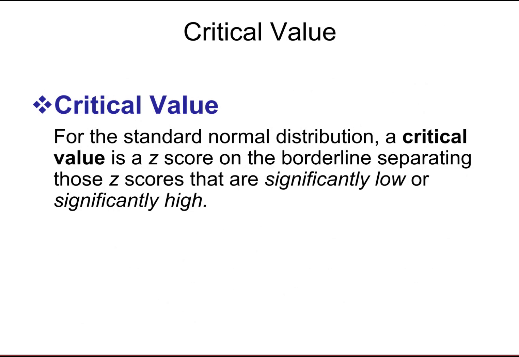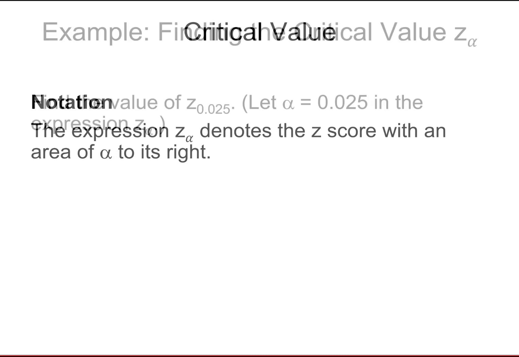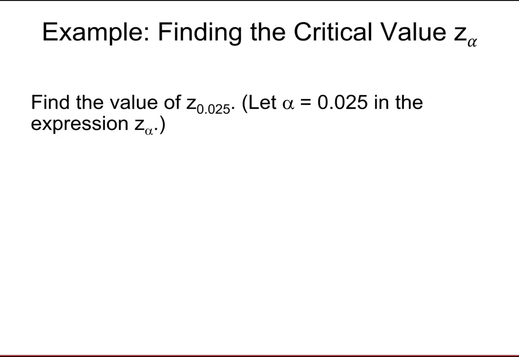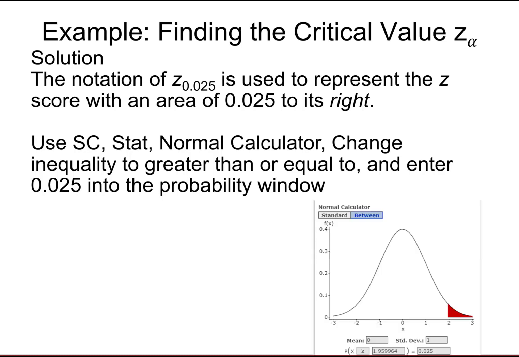And one thing we might be interested in finding is what's called a critical value, which is a z-score on the borderline that separates z-scores that are significantly low or significantly high from the rest of the information. And we write this as z sub alpha, and this denotes an area of alpha to the right. And we want to find the value for z of 0.025. And so in StatCrunch, you're going to put the inequality greater than or equal to, and you're going to put the 0.025 in the probability window, which is right over here. And you're going to read the z-score that corresponds to it right here. And that happens to be 1.96, which is a common critical value that we use.